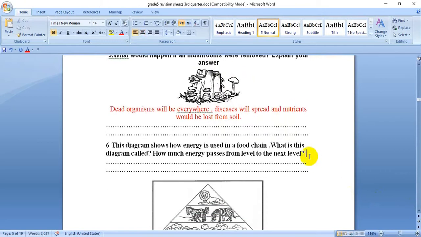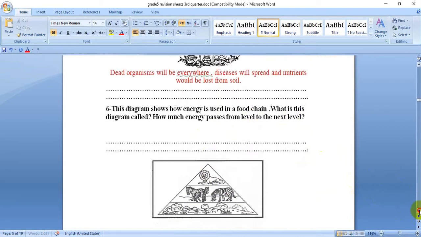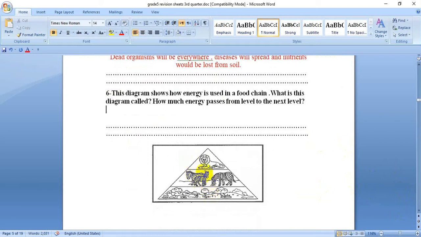And the next question here, we have to know what the diagram is. This diagram shows how energy is used in a food chain. What is this diagram called, and how much energy passes from one level to the next level? This diagram is called, do you remember? Well, we call this an energy pyramid. And how much energy passes to each level? 10%. This is the amount of energy that passes to each level in this energy pyramid.